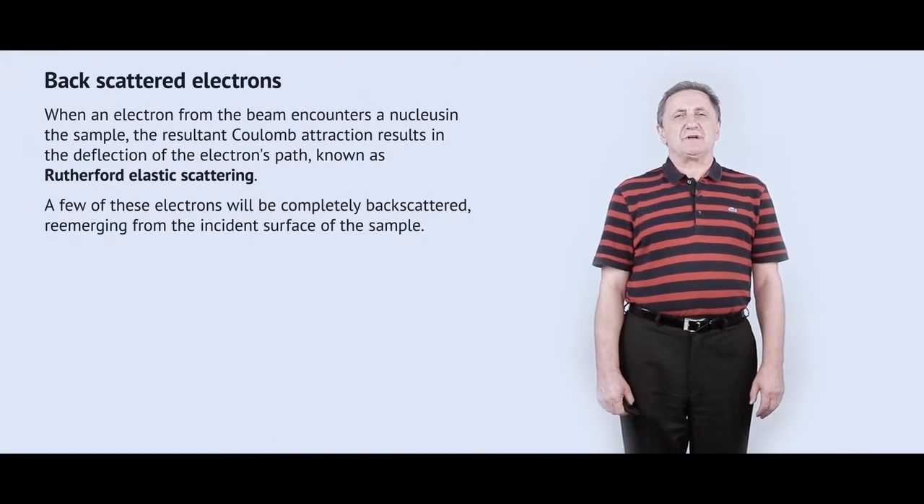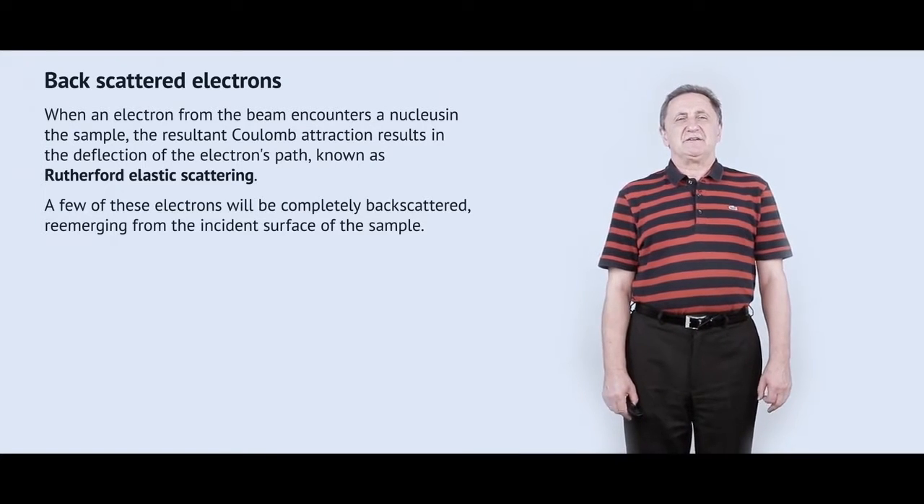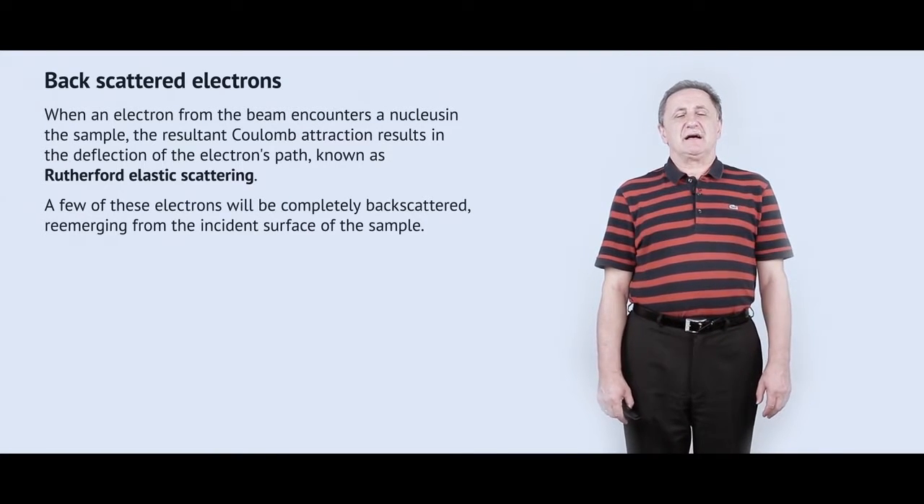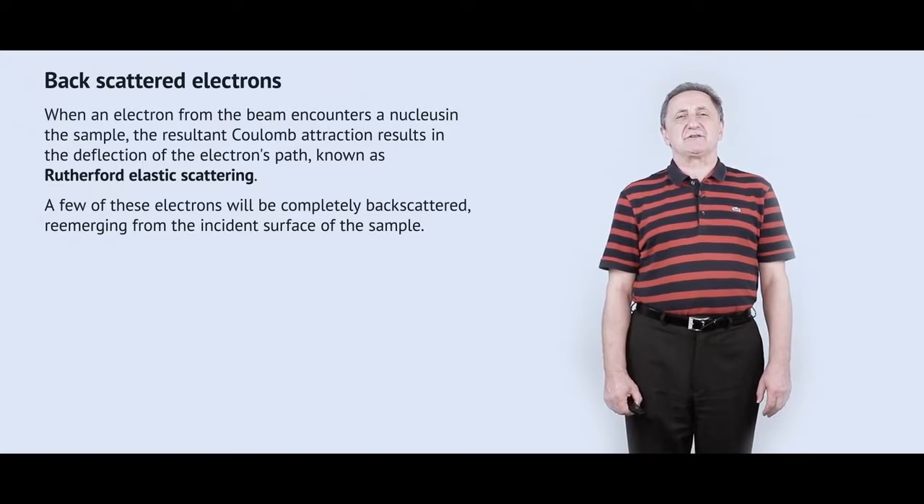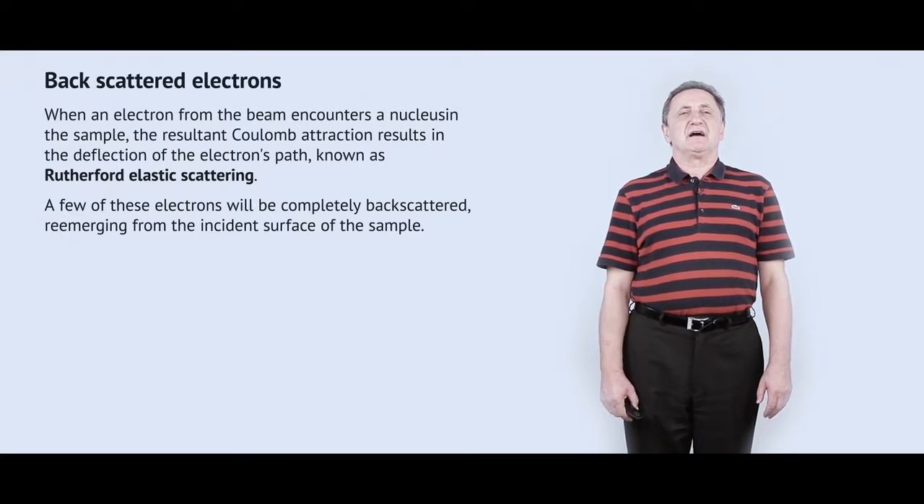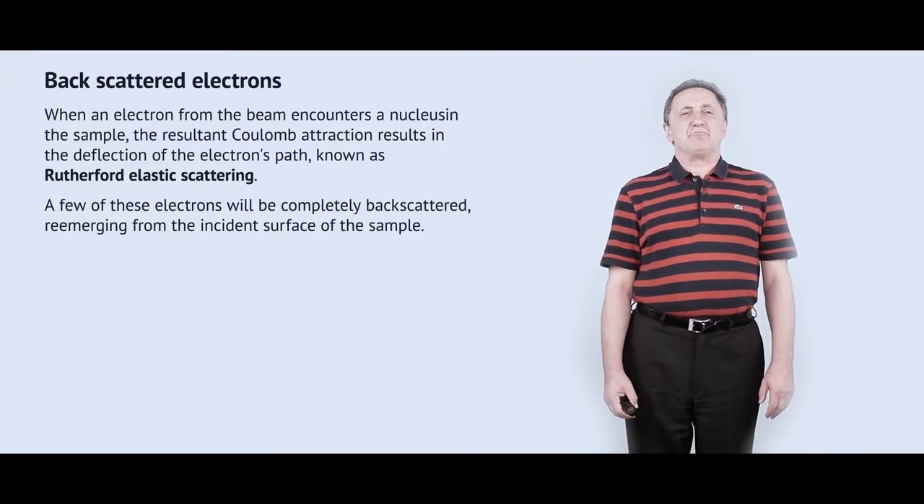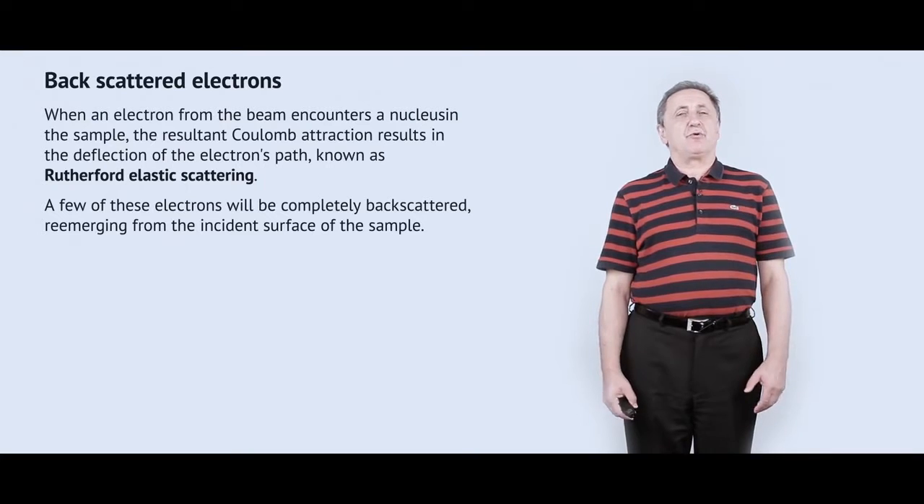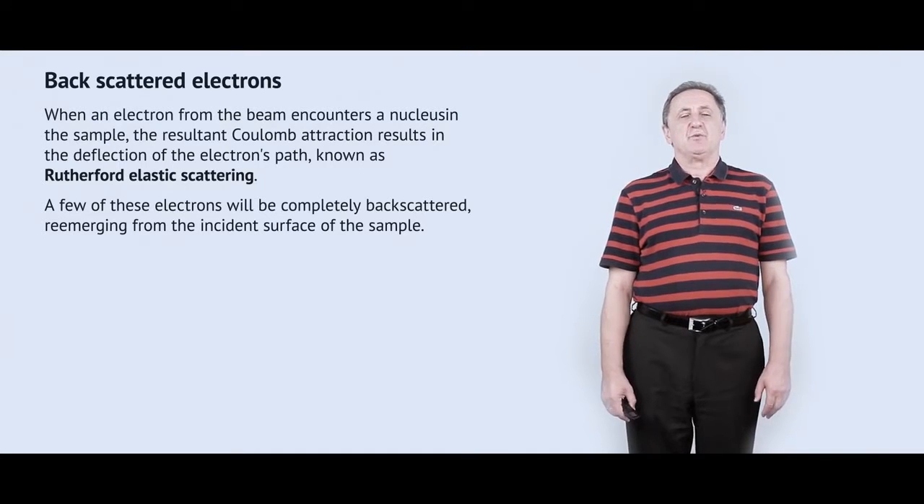The backscattered mode is a little bit different. The difference is that the main contrast in backscattering images is due not to the topography, but to the difference in the atomic number of the elements of all of the phases which you have in your sample.